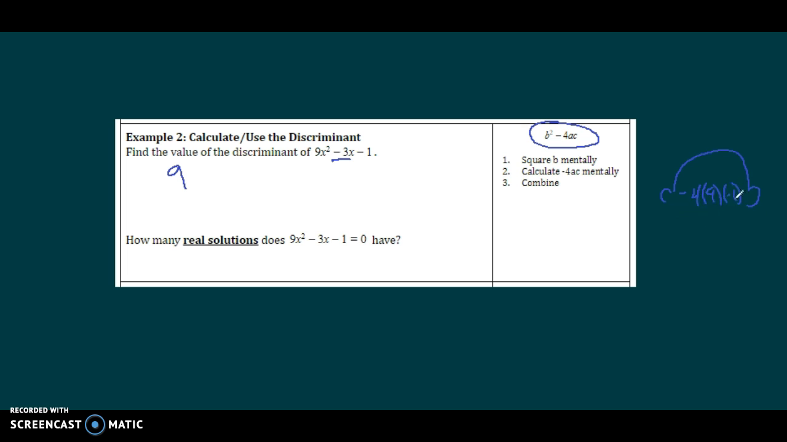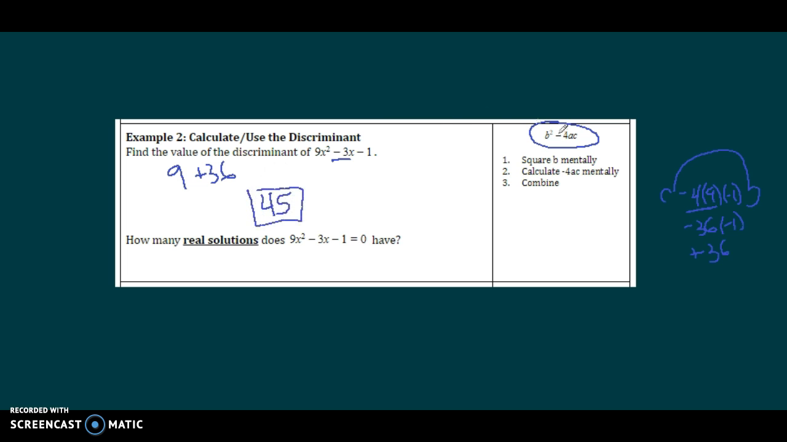And when I do this calculation, it might seem like a lot. Just take it a couple things at a time. You've got a 4 times a 9, that's 36. But it's negative, so it's -36. Times the -1 will become positive 36. So that's the rest. I'm going to take that value and combine these two things together. 9 plus 36 is going to make 45.